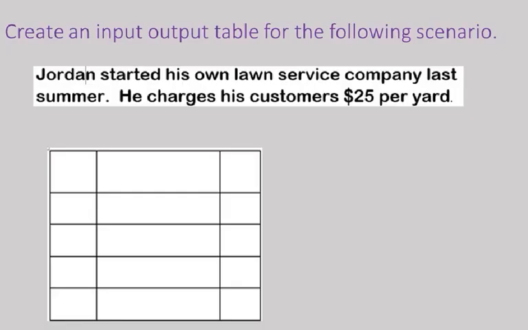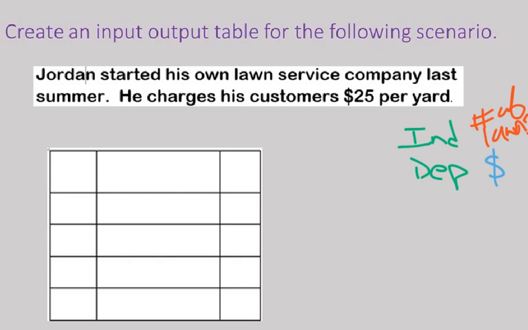Okay, let's look at a real-world situation here, and let's create the input-output table for it. It says Jordan started his own lawn service company last summer. He charges his customers $25 per yard. So let's remember, we have an independent variable, and we have a dependent variable. And this one specifically, if he charges his customers $25 a yard, we could look at it as how much money he makes is based on the number of yards. So the money he makes is dependent upon the number of lawns that he mows. The number of lawns, okay?